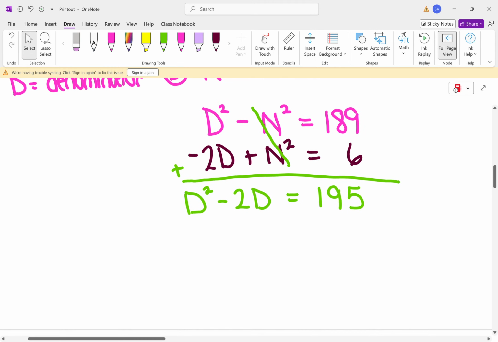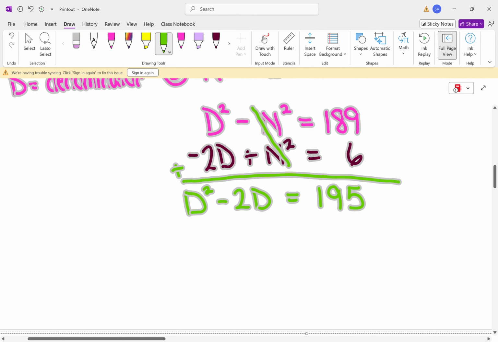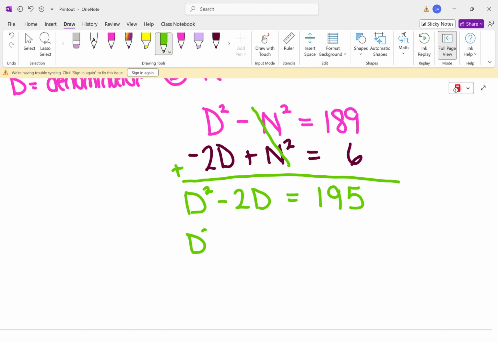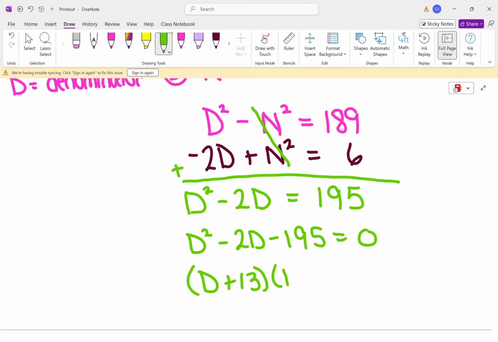Do we all agree this looks like we need to factor? It does. Yes. So I need to set it equal to 0. So we're d squared minus 2d minus 195 equals 0. Yes, Kartik? It would be d plus 13 times d minus 15. Perfect. So we end up with d equals negative 13 and d equals a positive 15.